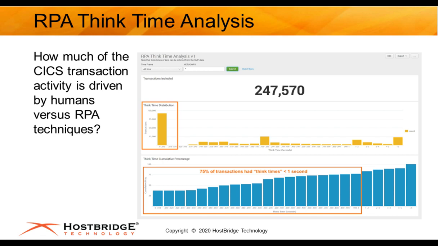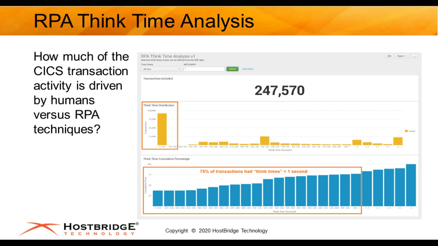The first step was to look at a basic think time analysis, because if we really want to know what's being driven at robotic speed versus human speed, the first thing we want to do is look at sequences of transactions and analyze think time. As you can see from this slide, we ended up with about 250,000 SMF 110 records that gave us sufficient data to be able to see some good use cases.